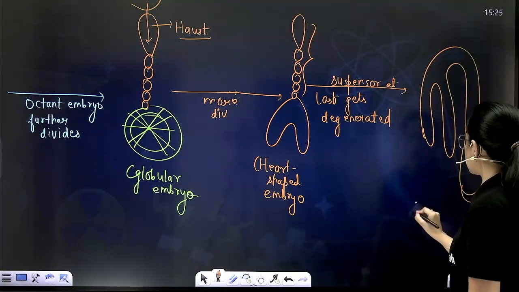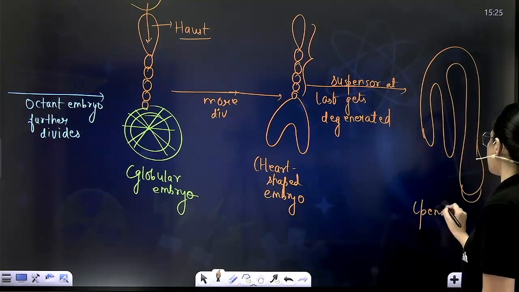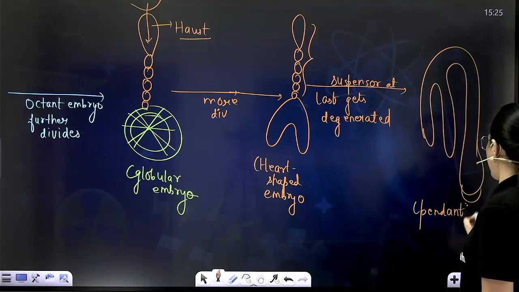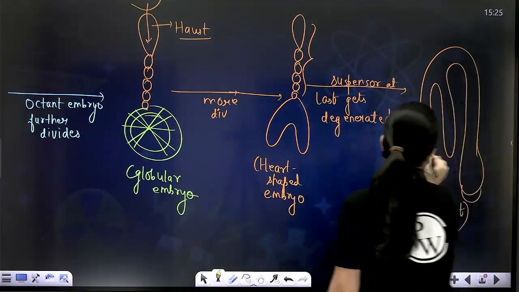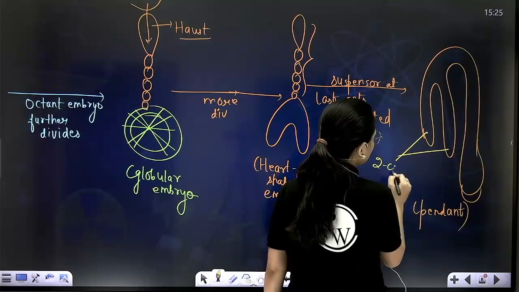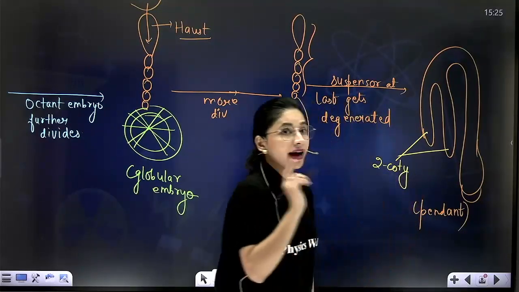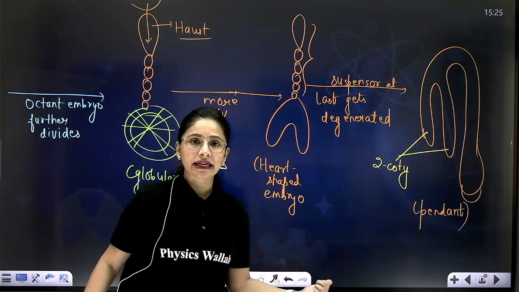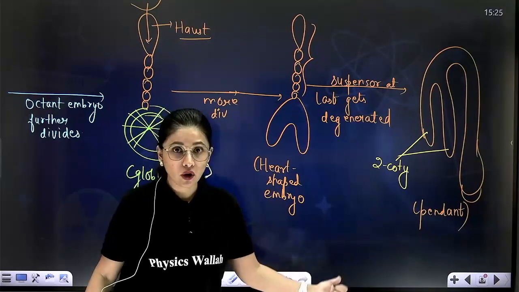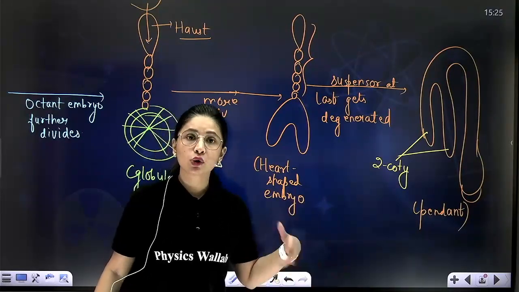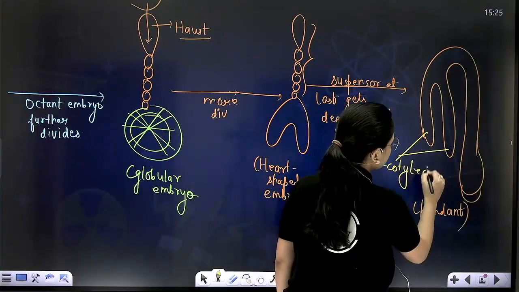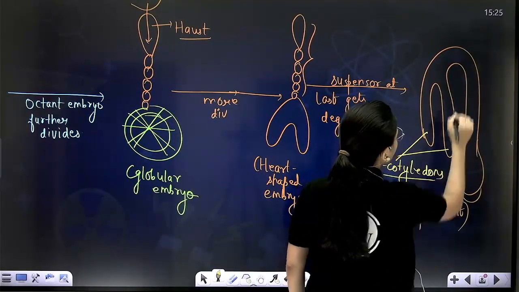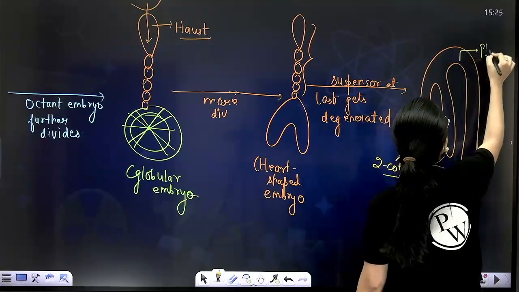Right? So this is your pendant-shaped embryo where there is no suspensor. Suspensor work is done. These two ends are representing the two cotyledons of the embryo. Why two cotyledons? Because we are studying the embryogeny of dicot seeds, in which the embryo will develop into two cotyledons. So these are two cotyledons, right? This portion is the plumule portion.